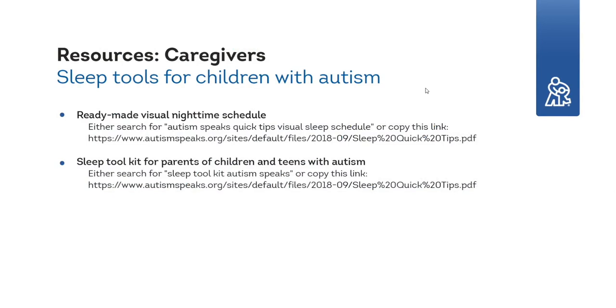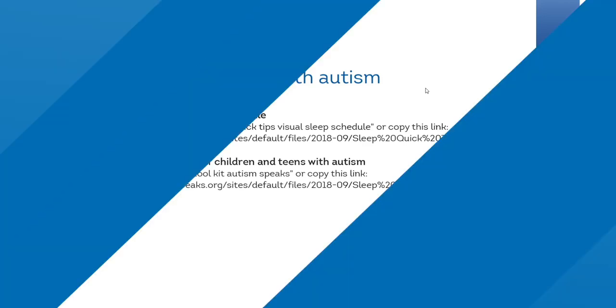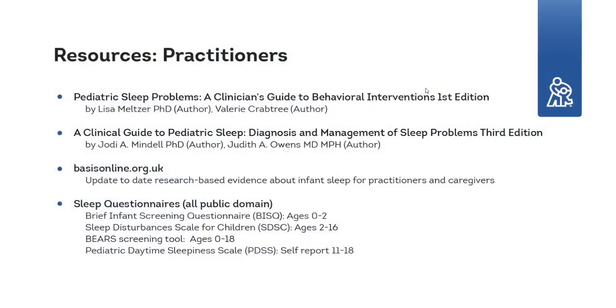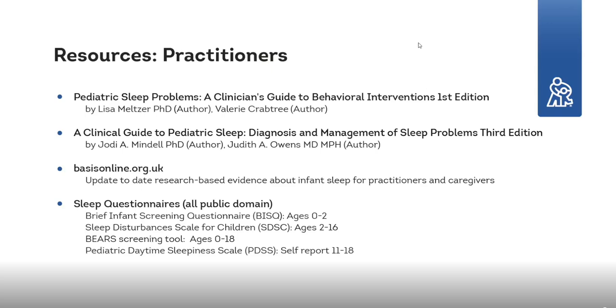Here are some resources for children with autism specifically. Some good visual sleep schedules help parents put those together. And then resources for you. Again, these are my two favorite books. And I just discovered this website not too long ago, basisonline.org. It's out of the UK. It's really well done, and it's also for parents as well.